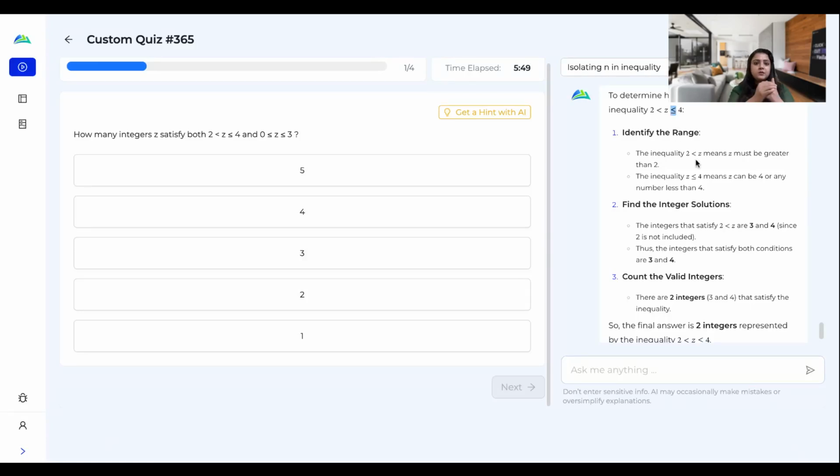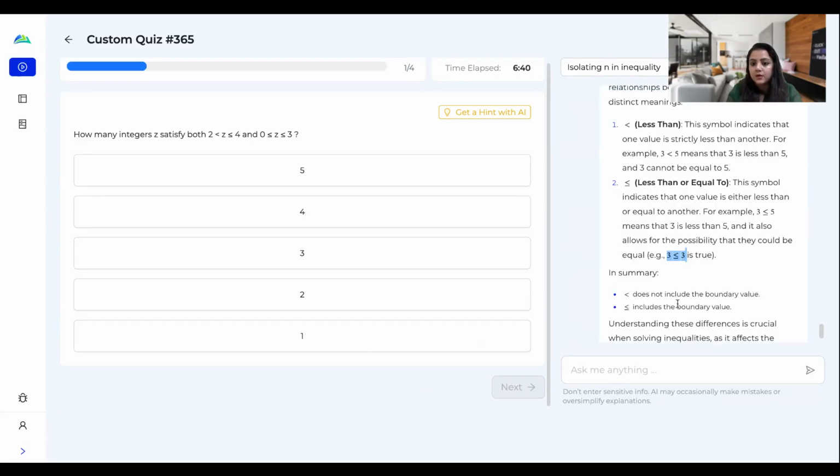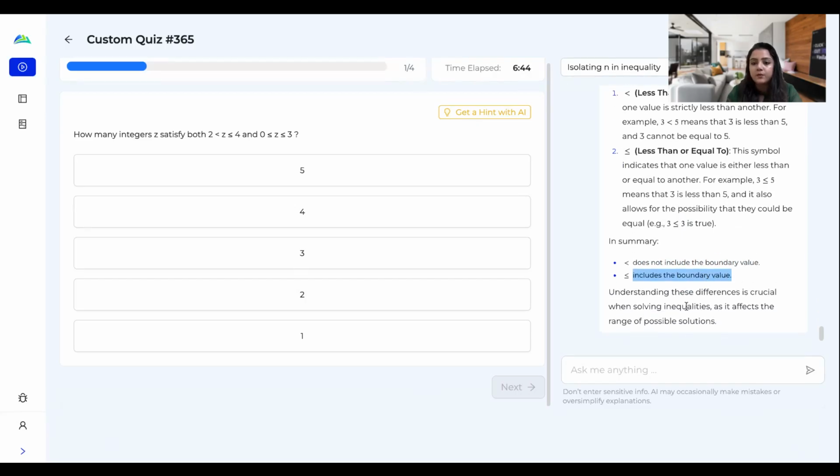So the difference between less than and less than or equal to can be asked now. But let's ask it to elaborate. So less than does not include the boundary values, whereas less than or equal to includes the boundary value, right? That's important for us to understand. So in this case, z lies between 2 and 4, 4 included, 2 not included. So the integers we're looking for are 3 and 4. Let's validate.